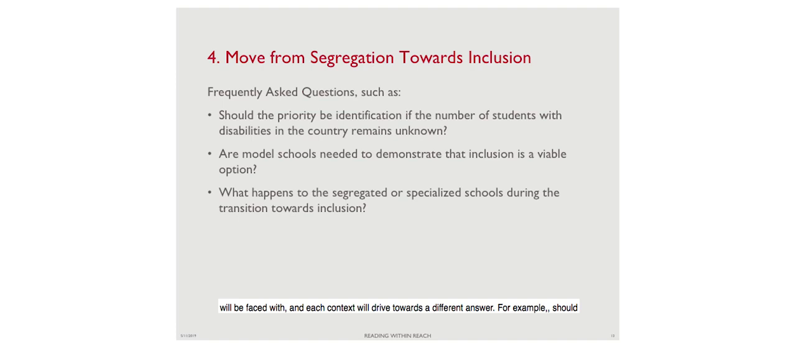So you have important questions that you'll be faced with, and each context will drive towards a different answer. For example, should the priority be identification of children with disabilities if the number of students with disabilities in the country remains unknown, right? We work with a lot of people, at least Josh does, who come up with this finding that they really just don't know how many children with disabilities are there to be served, and they may not know even where they are.